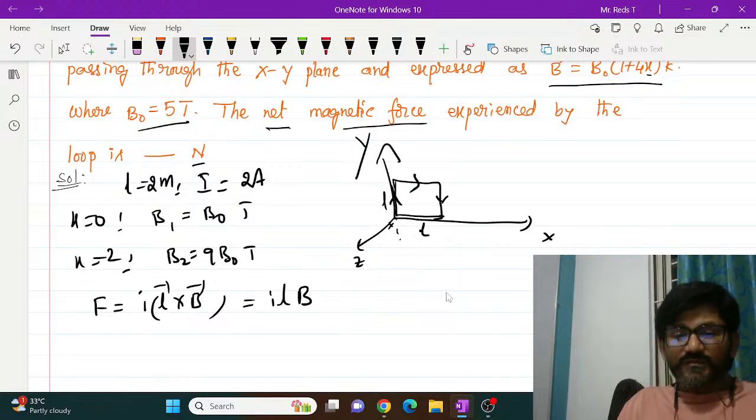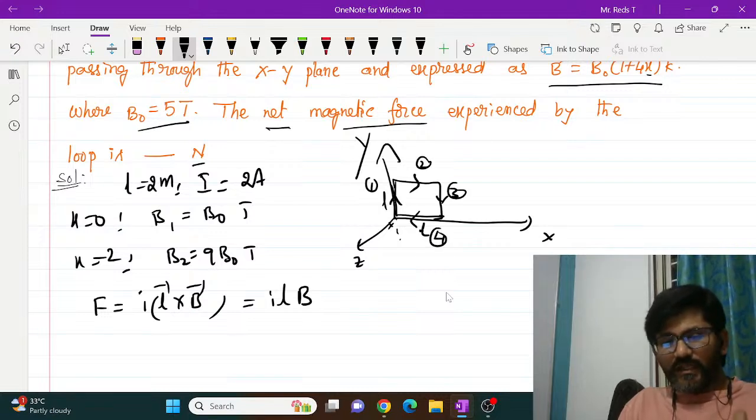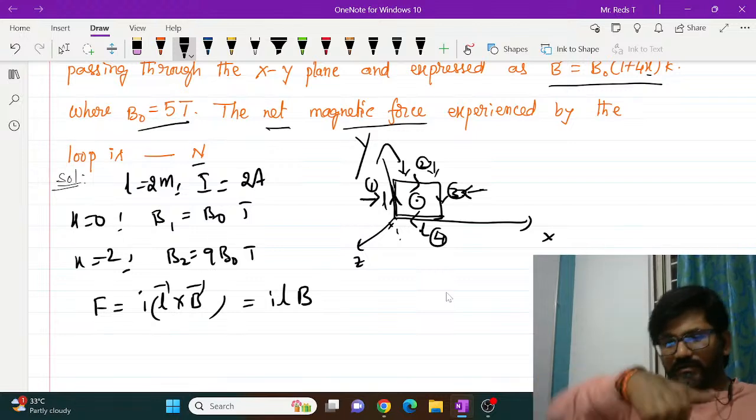Now, take the 1, 2, 3, 4 sides. For the first side, the L direction is nothing but the current direction. It is mentioned that the magnetic field is along the positive z direction, so it is out of the plane, outward. So L cross B here gives the force on this conductor towards the right. On the second, L and B bar are perpendicular, and every part of it experiences the magnetic force in this direction. On the third one the force is leftward, so I into L cross B is to the left.